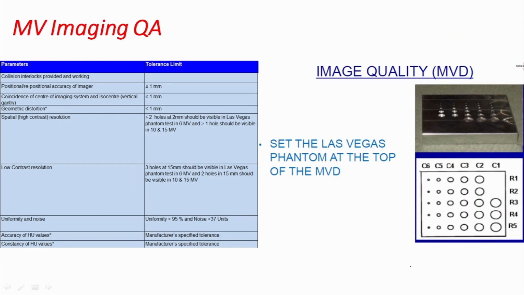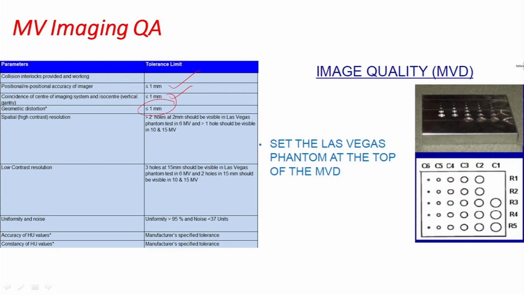Then the MV imaging QA, because we generally perform 2D imaging, which is available with every linear accelerator. It is necessary to understand what the MV imaging QA is. It is important to understand the positional accuracy of an MV imager. Your MV imager should have a positional accuracy of less than or equal to 1 mm. Then coincidence of the imaging center and isocenter: there is an MV isocenter, and that isocenter verification should also be within plus or minus 1 mm.